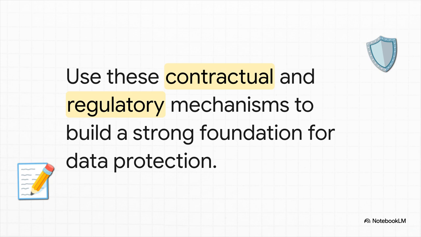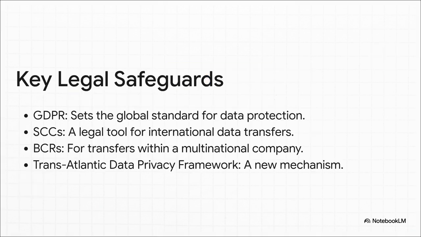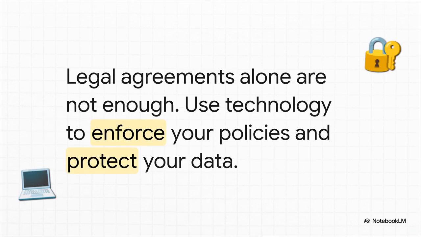So let's look at the contracts and the regulations you can use to build a really strong foundation for protecting your data. The GDPR isn't just a rulebook to follow, it's really become the gold standard for data protection worldwide. To handle data transfers, you can use things like standard contractual clauses, or SCCs. For huge multinational companies, there are binding corporate rules, or BCRs, to manage data flows inside your own corporate family. And more recently, this new transatlantic data privacy framework has popped up to try and fix the mess that Schrems II created. But look, legal agreements are just paper.